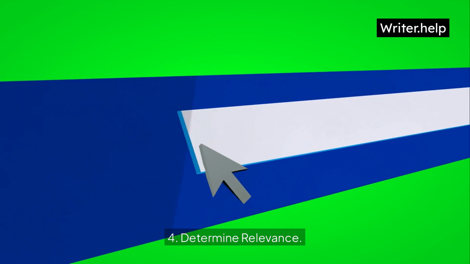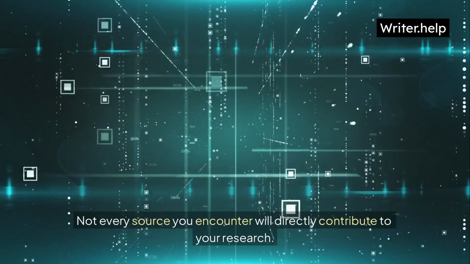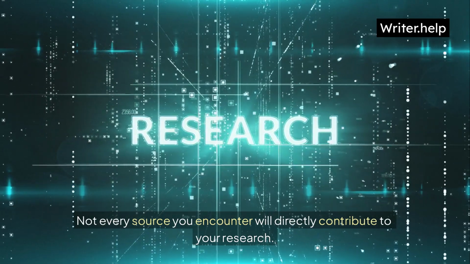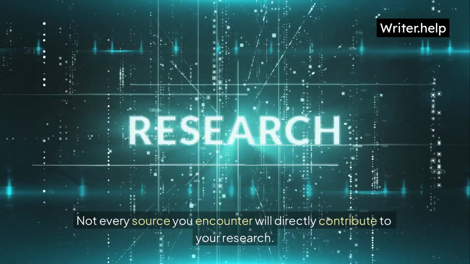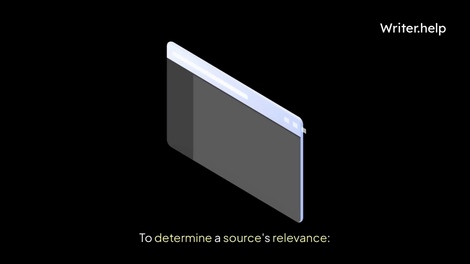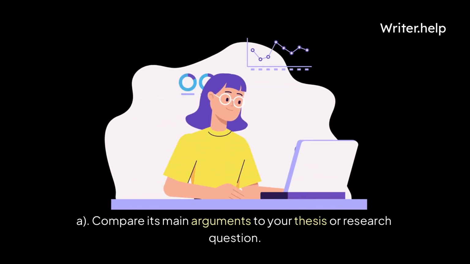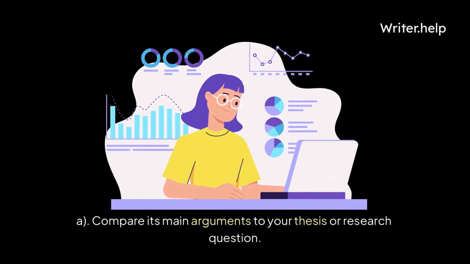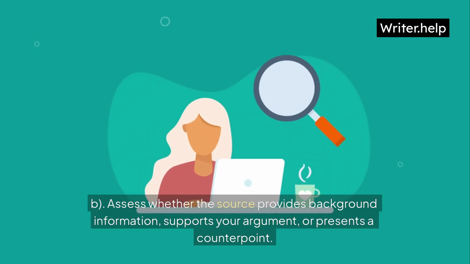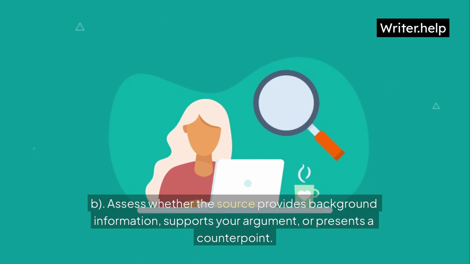4. Determine relevance. Not every source you encounter will directly contribute to your research. To determine a source's relevance: a. Compare its main arguments to your thesis or research question. b. Assess whether the source provides background information, supports your argument, or presents a counterpoint.